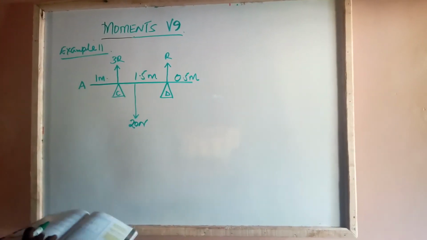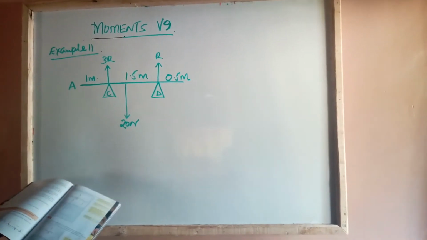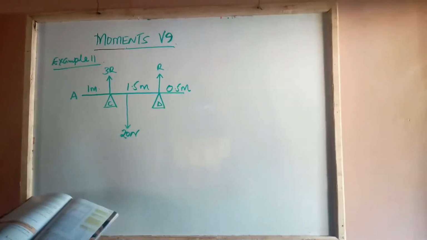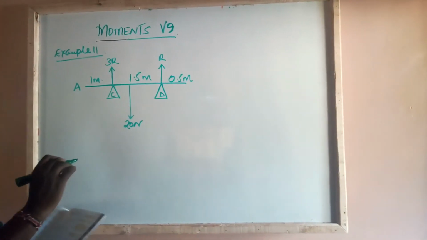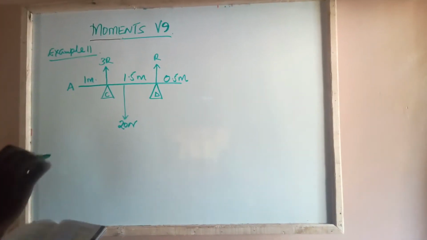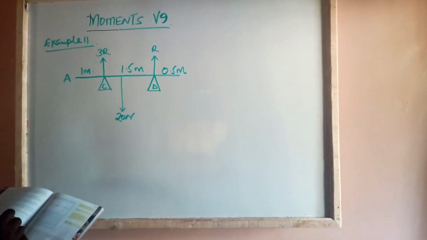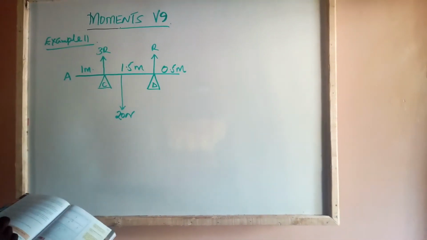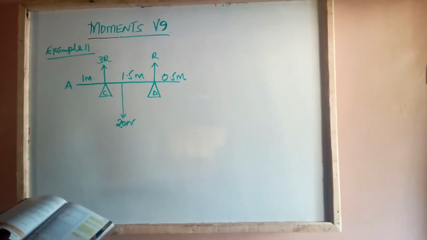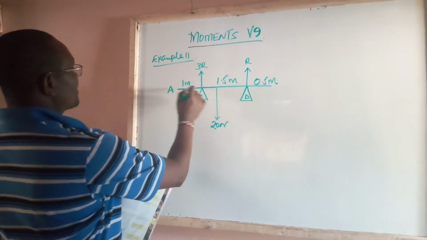Example 11 and the last one in this topic. A rod AB is 3 meters long and has a weight of 20 newtons. Note weight, so we are not going to affect weight with gravitational effect. It's already affected. A weight of 20 newtons. It is in a horizontal position, resting on supports at points C and D, where AC is equal to 1 meter. You can see AC, 1 meter.